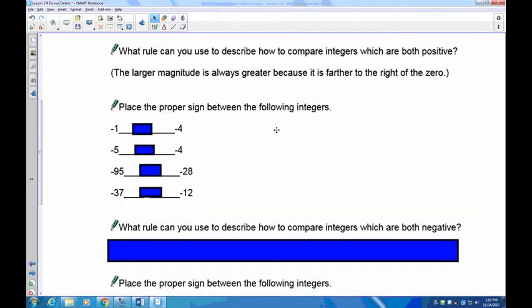Okay? Now let's take a look at the negatives. I'd like you to put your greater than or less than signs on these 4 blanks, please. So pause the recording and do that now.